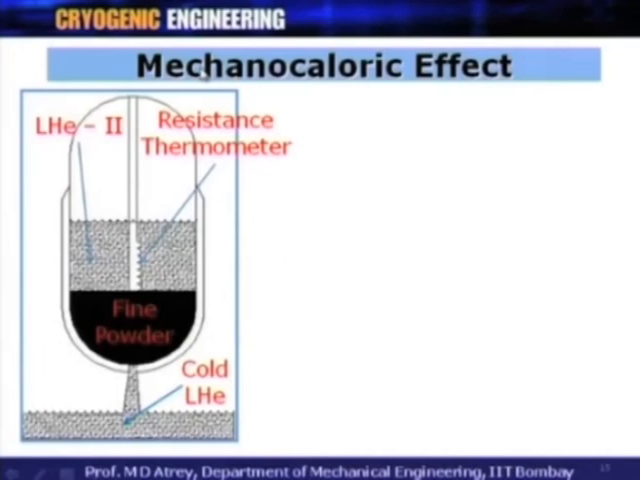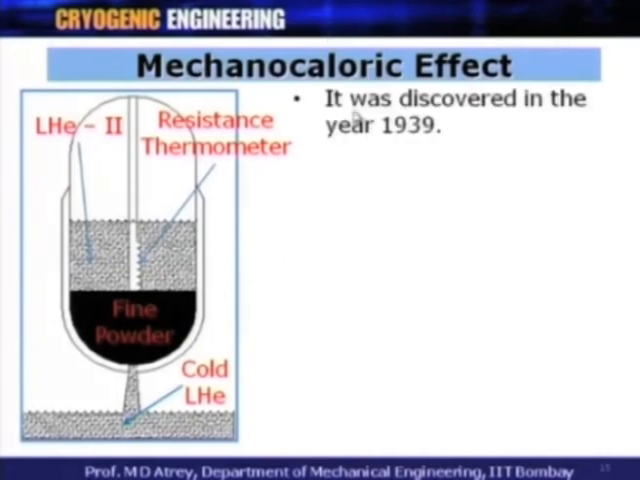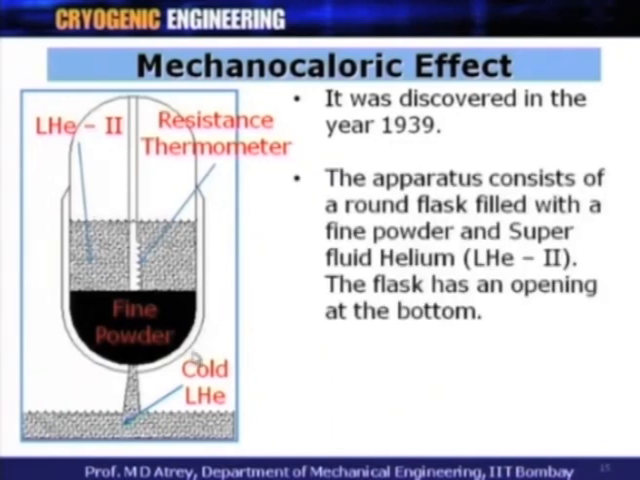Here, mechanical action would give rise to a caloric or thermal effect. What is it? This was discovered in the year 1939. Again, you have an apparatus which is filled with some fine powder at the bottom, and liquid helium 2 is kept in this container. The apparatus consists of a round flask filled with fine powder and superfluid helium, that is liquid helium 2, which is very less viscous. The flask has an opening at the bottom. So, there is a small opening at the bottom.